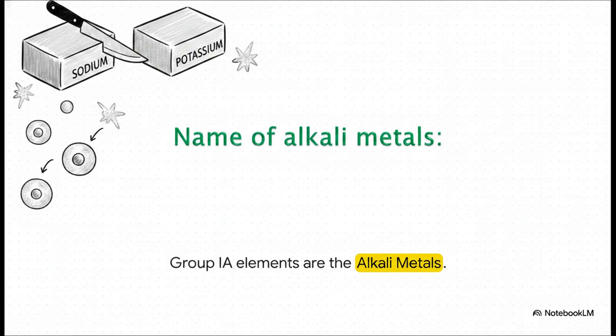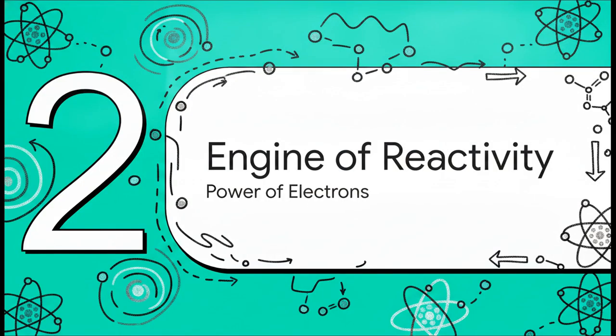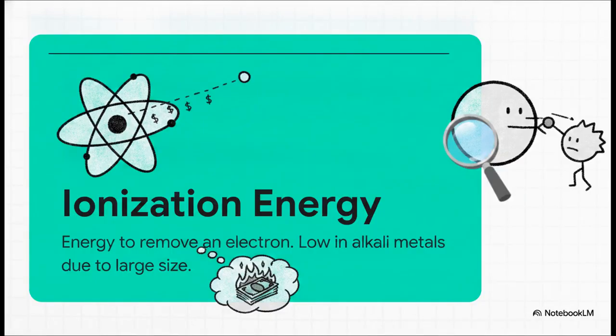at the atomic level. Section 2, the engine of reactivity, the power of electrons. So the crucial point here is a concept called ionization energy. By definition, this is simply the amount of energy required to rip an electron away from an atom. Because alkali metals have a really large atomic size compared to their mass, their outermost electron is sitting super far away from the nucleus. Think of it like cash burning a hole in the atom's pocket.